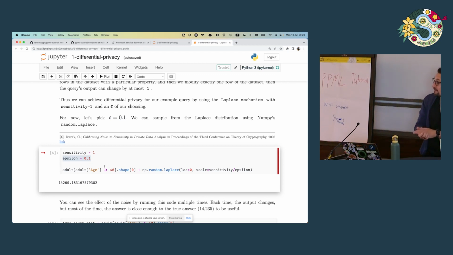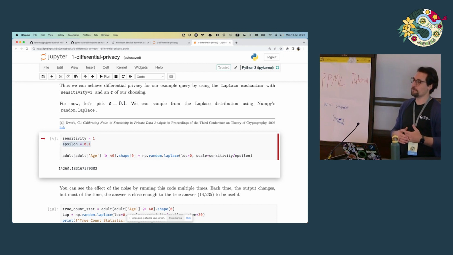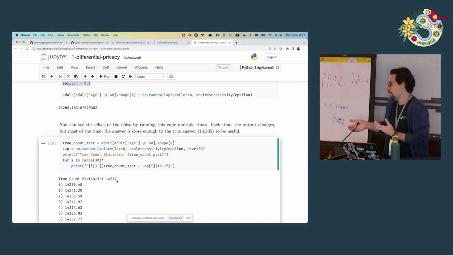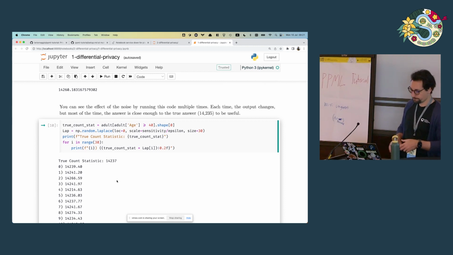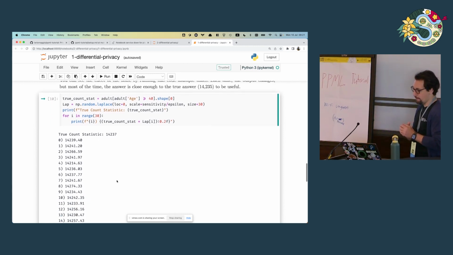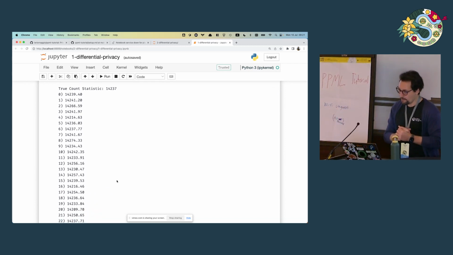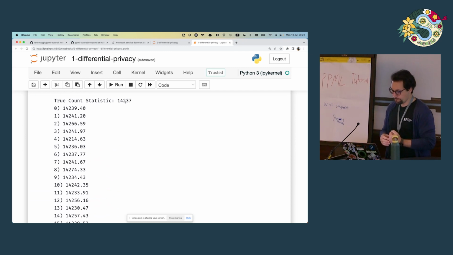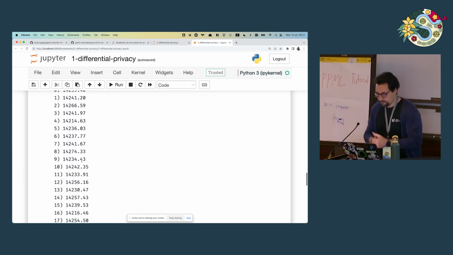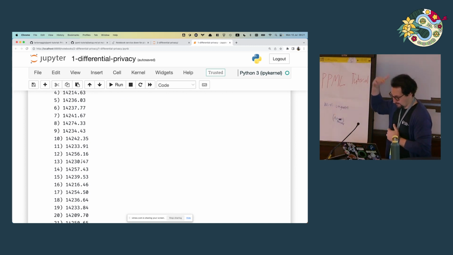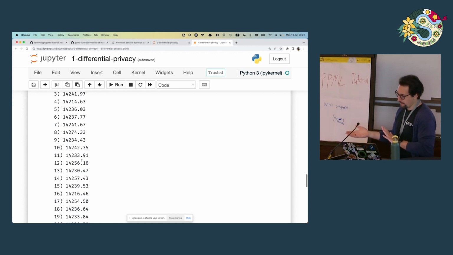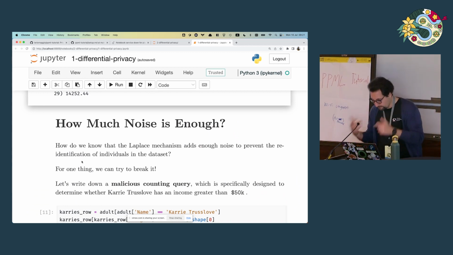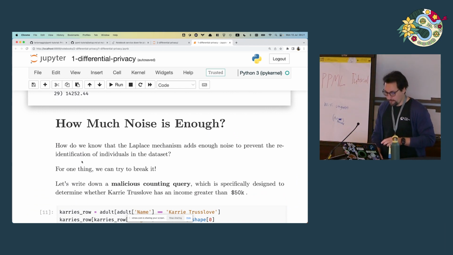Now the question is, how much noise is enough? Because you should remember the example of generalization. Same thing: you can add as much noise as you like, but the more noise you add, the less close to the truth the answer is. So let's write down this time a malicious counting query in which we specifically ask whether the entry we're so interested in, this Kerry Truslove, has an income greater than 50k. If we gather this query, we know that the true answer for this target is indeed 1. Now, the result definitely violates privacy, because it reveals just one row. But what if we try to apply differential privacy to this malicious counting query? Well, you get this answer.